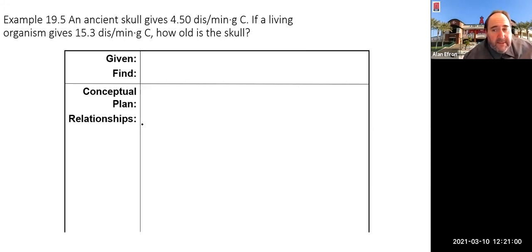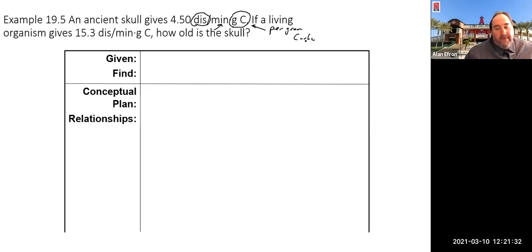So for example, let's say here we had an ancient skull that's giving 4.5 DIS-MnGc. So you may be thinking, what the heck does all that mean? So this is basically a unit of radioactive decay. This is disintegrations per minute. And this is actually not Celsius. This is actually per gram of carbon.